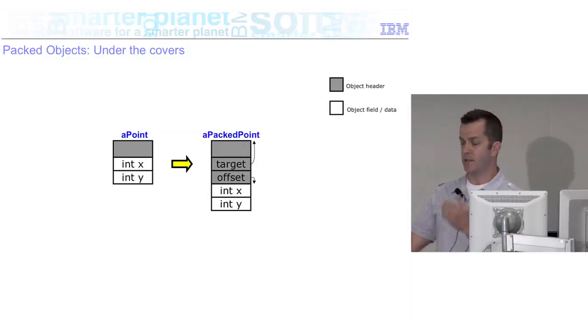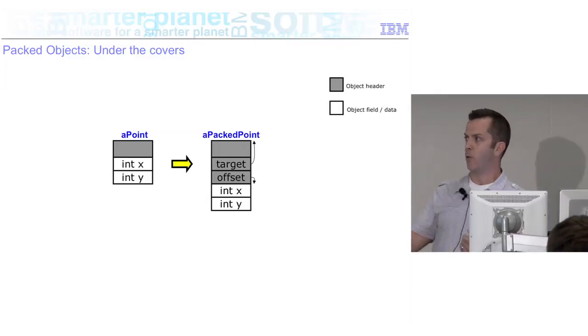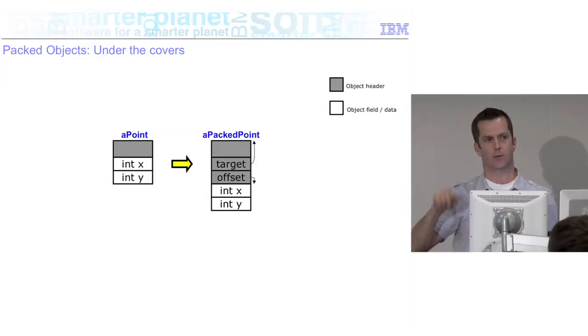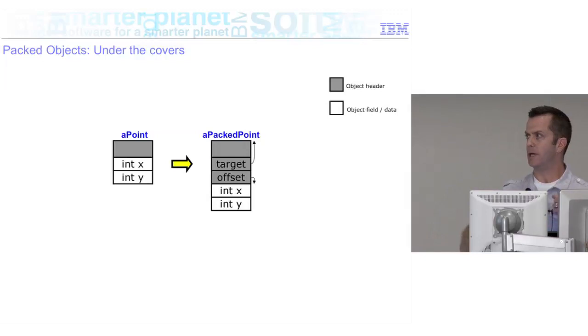So in this particular case, the base case, if I'm looking for X and Y for this packed point, I would follow the target pointer back to myself and then use the offset to find X and Y, and there will be my coordinates. Again, seems a little bit inefficient, but as we build on the examples, you'll see where this is headed.